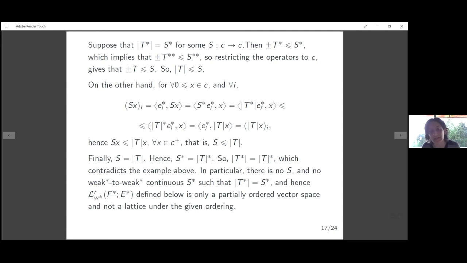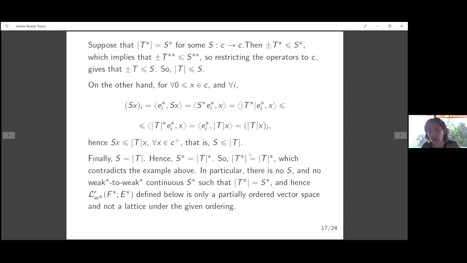So Sx is less than or equal to modulus of T on X for positive X. This means that S is less than or equal to modulus of T. We had modulus of T is less than or equal to S, so we have that S is modulus of T. If S is modulus of T, S adjoint is the adjoint of modulus of T. But S adjoint, it was our assumption, was the modulus of the adjoint of T.